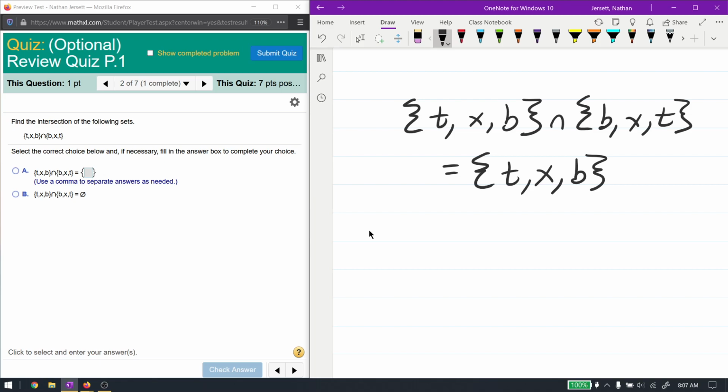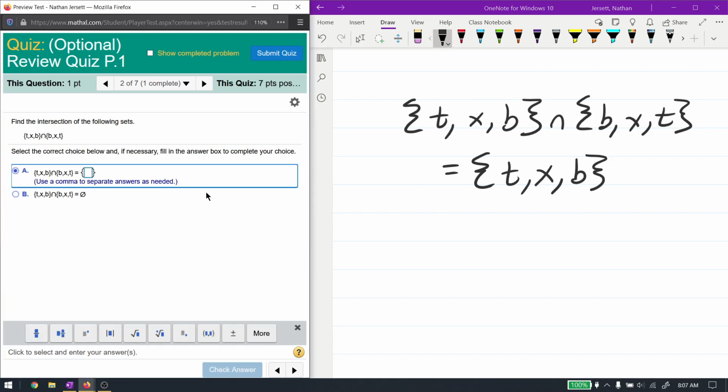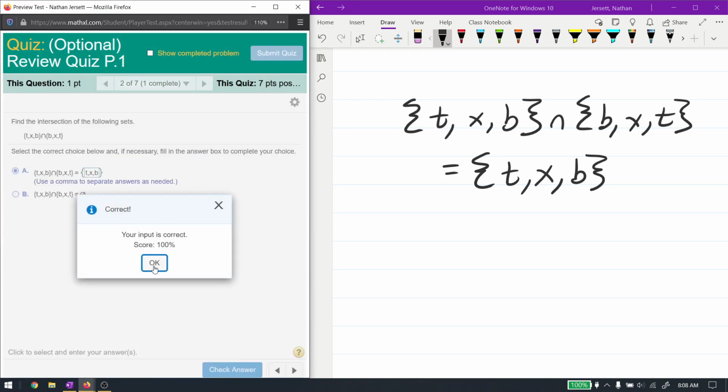And in fact, these are both the same set. Order doesn't matter in sets, so really, these are the same set. So if you intersect a set with itself, you get back itself. There's no difference. So we're going to have T, X, and B. And that's correct.